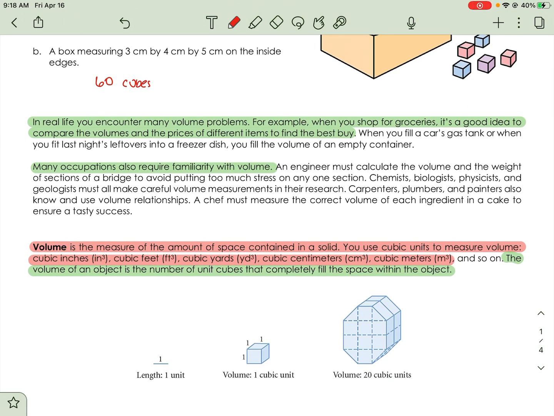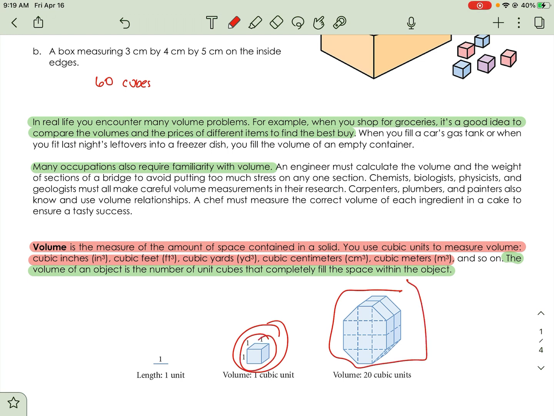Now, volume is the measure of the amount of space contained in a solid. So you're going to use cubic units to measure volume: cubic inches, cubic feet, cubic yards, cubic centimeters, cubic meters, etc. The volume of an object is the number of unit cubes that completely fill in the space within the object. So for instance, this is a unit cube. The volume is 1 cubic unit. So what you're really doing is asking yourself, if I want to fill in this shape, how many of these cubes fit inside of there?